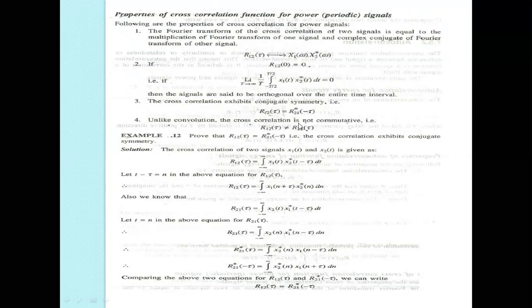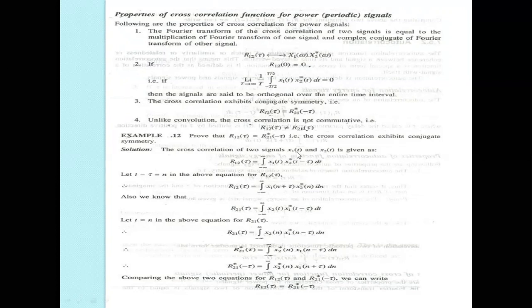Unlike the convolution, the cross correlation is not commutative. The similar properties that we have for energy signals hold for power signals too. So the only difference is the equation: the limit as T tends to infinity of 1 by T, the integral over minus T by 2 to T by 2. So one example we can see, one of the properties only: R12 of tau is equal to R21 star of minus tau. That is, the cross correlation exhibits conjugate symmetry.